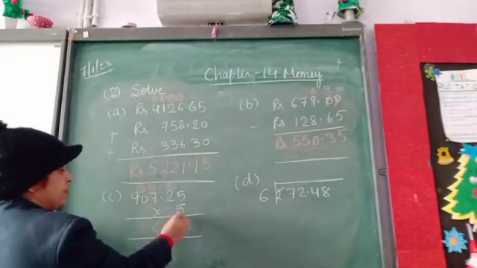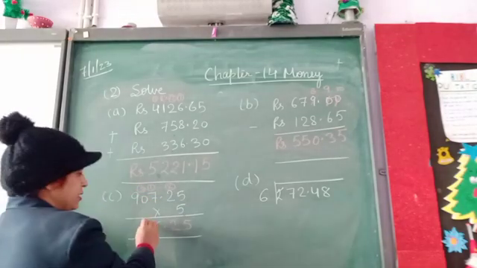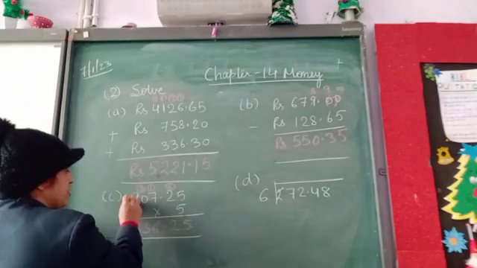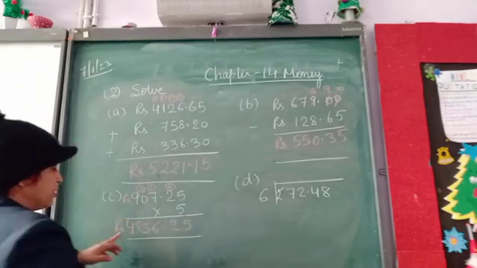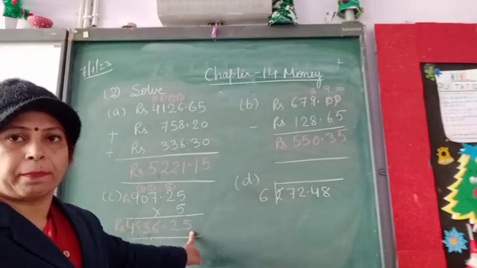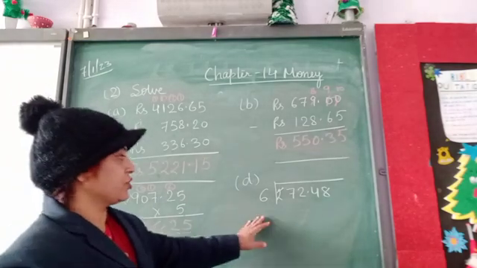3 carry. 5 zeros are 0 plus 3, 3. 5 nines are 45. Now this is in rupees, so write down rupees. 4,536 rupees 25 paisa. Now we are going to do the division part.